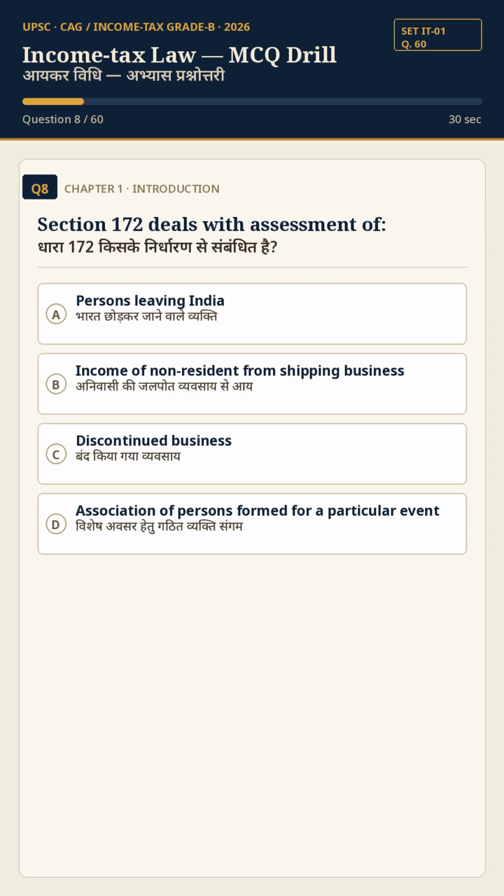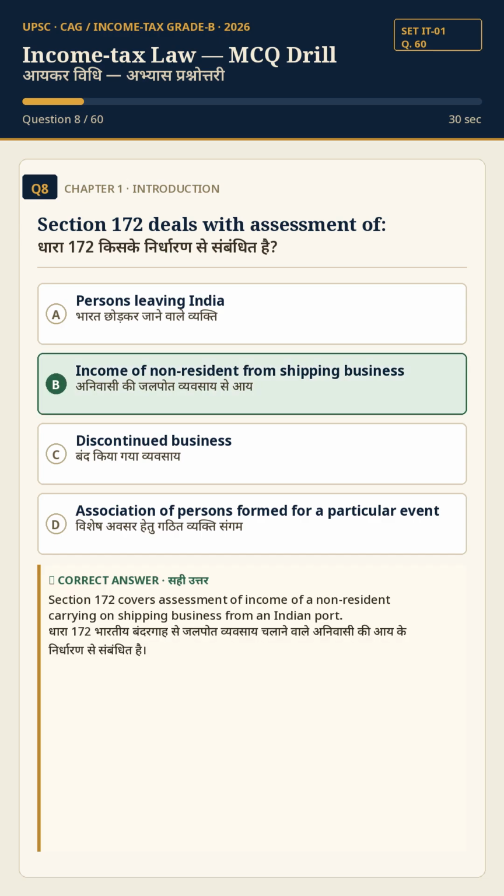Question 8. Section 172 deals with assessment of: Option A, income of non-resident from shipping business. Option B, discontinued business. Option C, association of persons formed for a particular event. The correct answer: Explanation. Section 172 covers assessment of income of a non-resident carrying on shipping business from an Indian port.